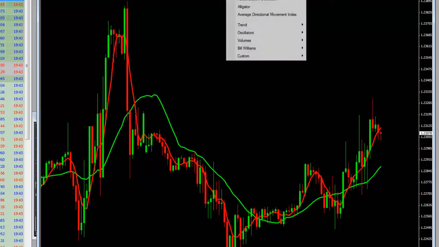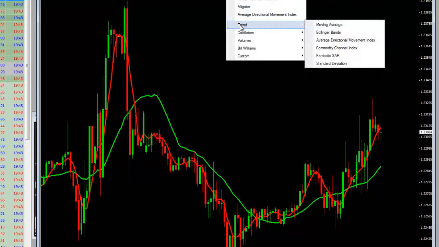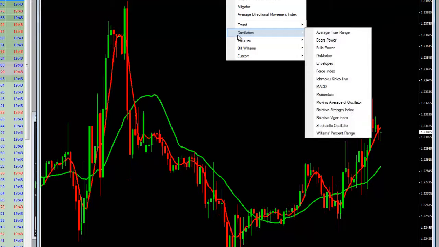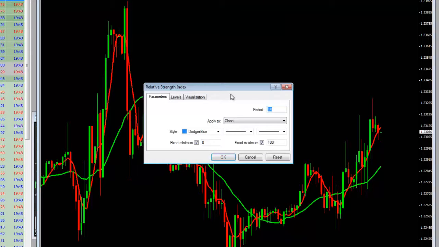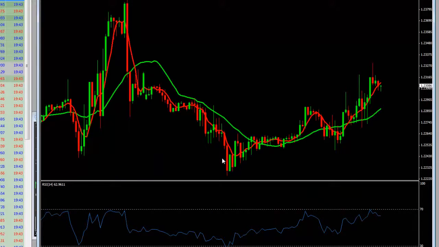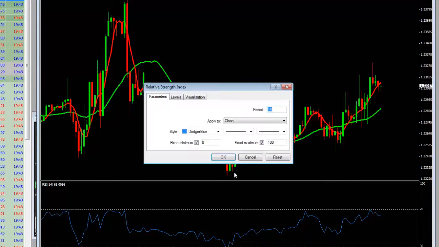Now all we have to do is apply our RSI. So we are going to go to oscillators, because it's an oscillator index. Basically it tells you when things are overbought or oversold. For our RSI, we're going to leave everything normal over here. And now let's make that a little bit bigger so it's easier for everybody to see.